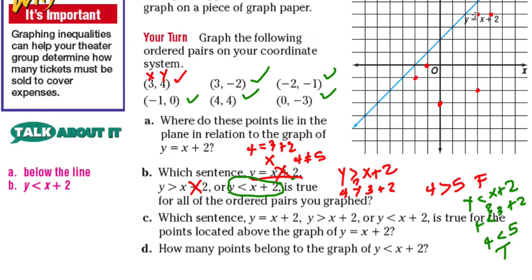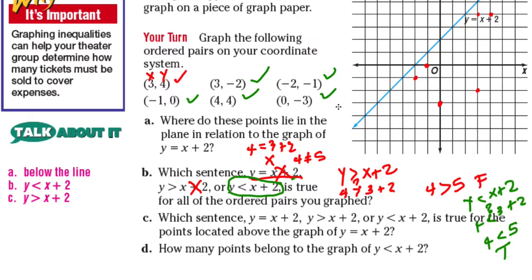So if these points make this inequality true, y less than x plus 2, the sentence that will make letter C agreeable to us would be y greater than x plus 2, because everything on top of the graph of y equals x plus 2 will make the inequality false for y less than x plus 2.